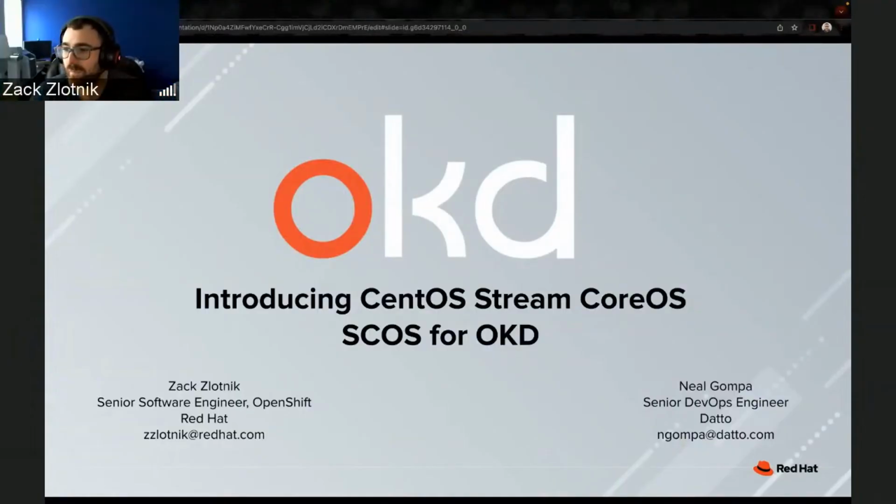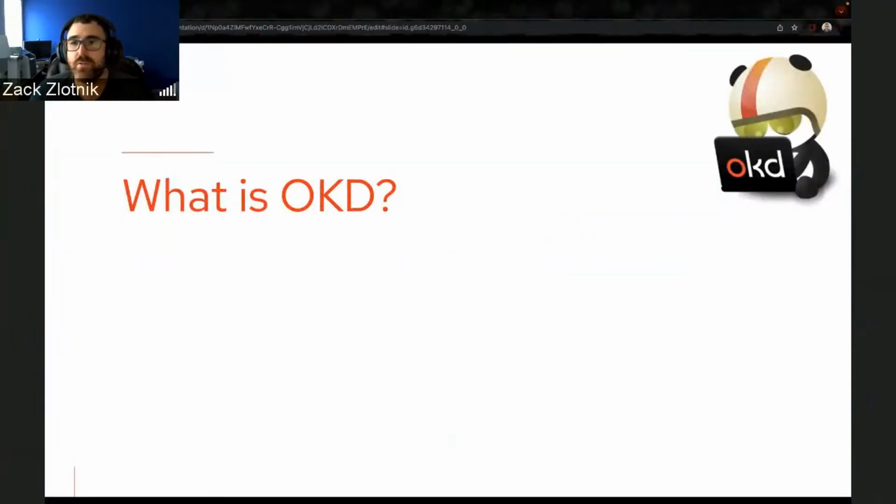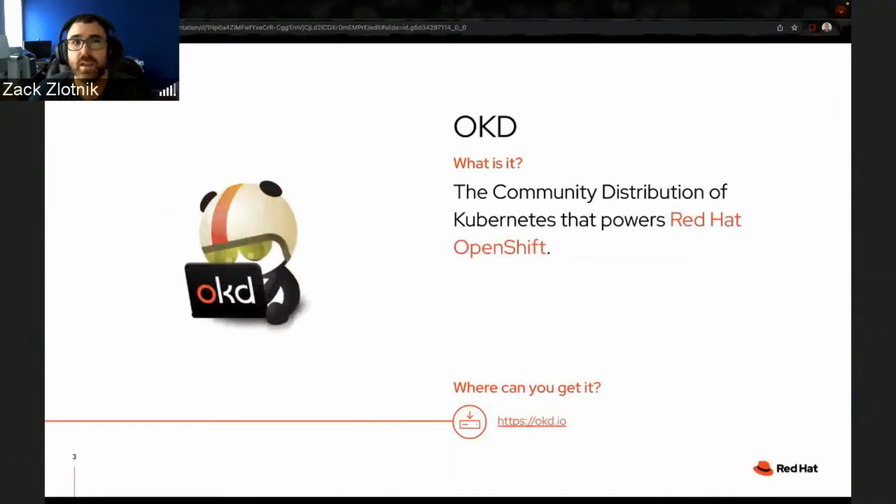Yeah. So Neal and I today are introducing CentOS Stream CoreOS, SCOS, for OKD. Just to get started, a quick refresher. What is OKD? OKD is the community distribution of Kubernetes that powers Red Hat OpenShift. Optimized for continuous application development and multi-tenant deployment, OKD adds developer and operation-centric tools on top of Kubernetes to enable rapid application development, easy deployment and scaling, and long-term lifecycle maintenance for small and large teams. OKD provides a complete open-source container application platform, including its bundled operating system, Fedora CoreOS.